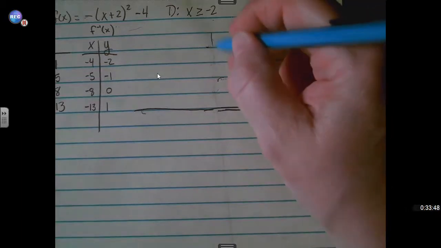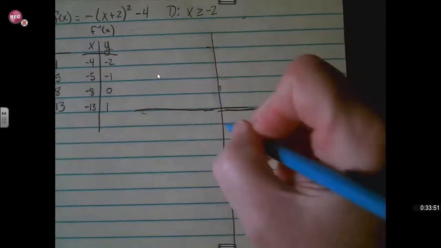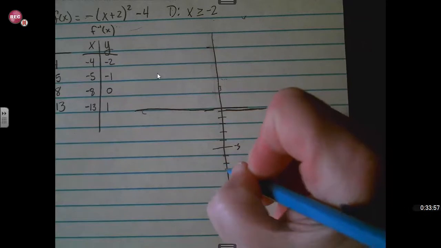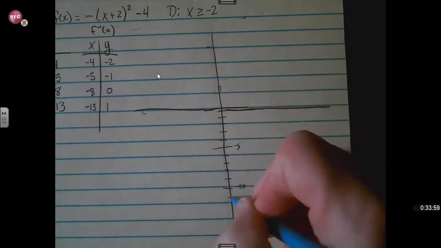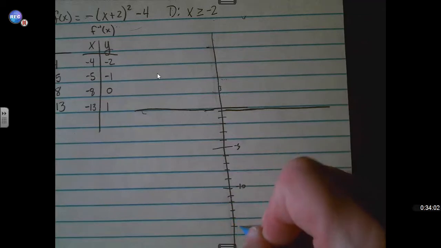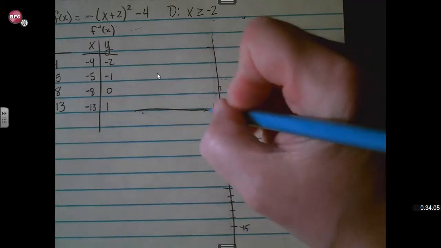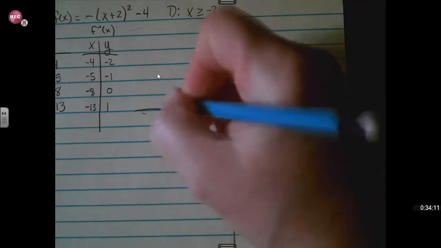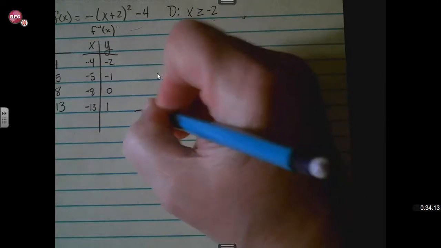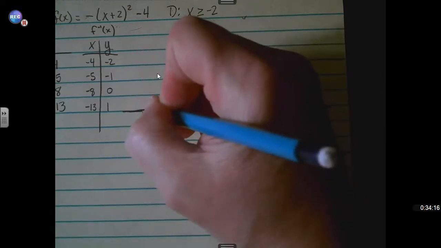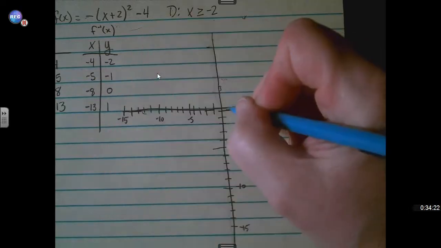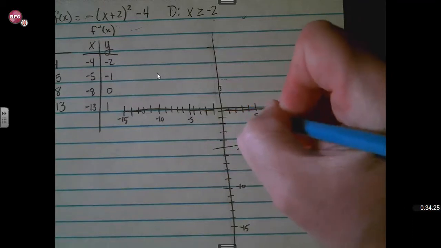So again, 1, 2, 3, 4. There's negative 5, 6, 7, 8, 9, 10, 11, 12, 13, 14, 15. And 1, 2, 3, 4, 5, 6, 7, 8, 9, 10, 11, 12, 13, 14, 15. 2, 3, 4, 5.